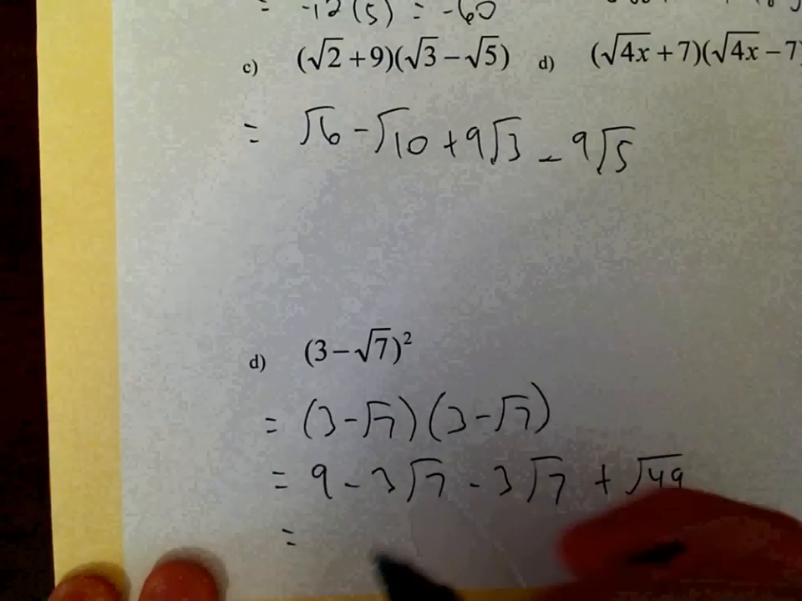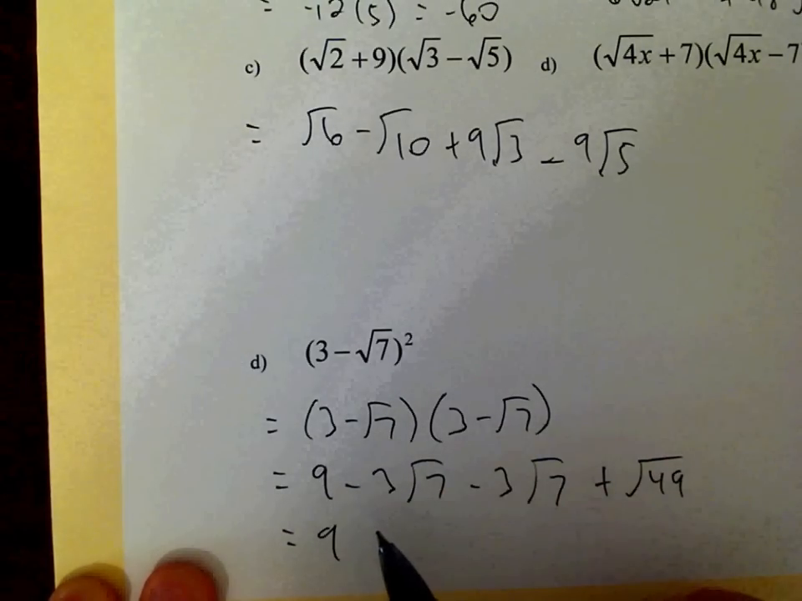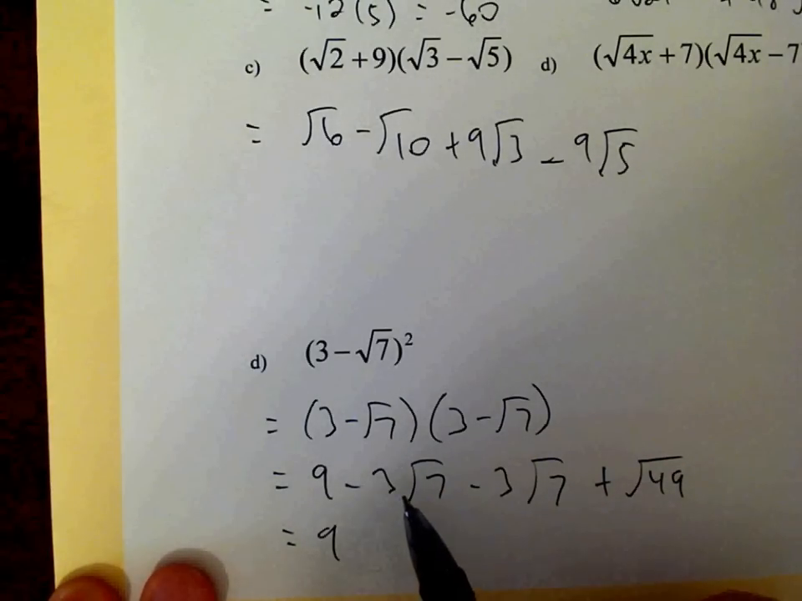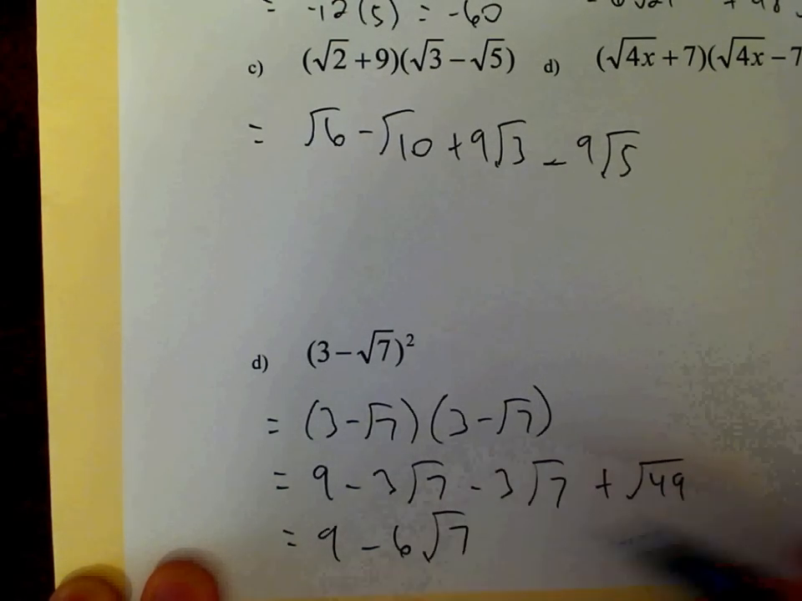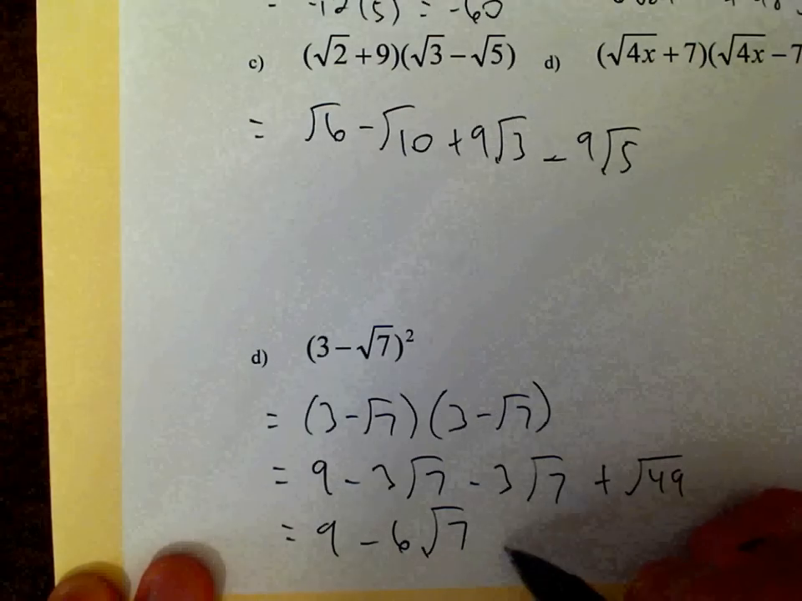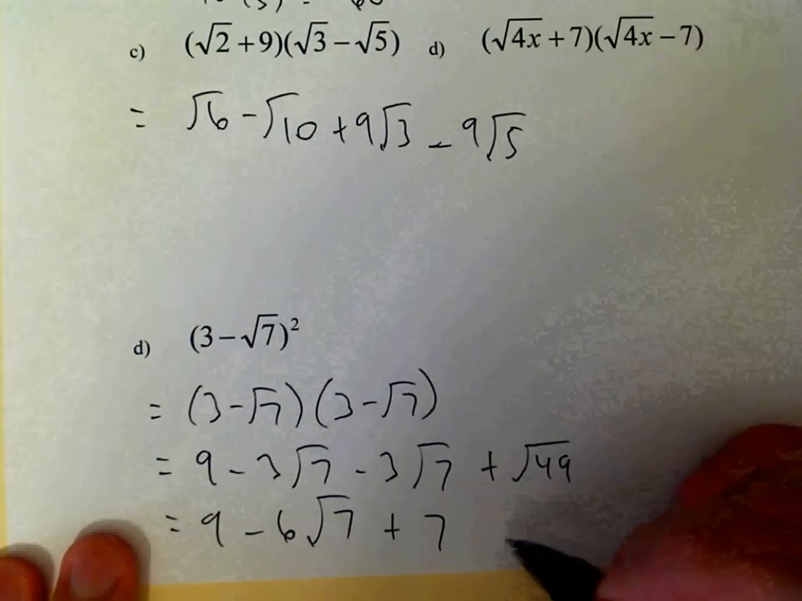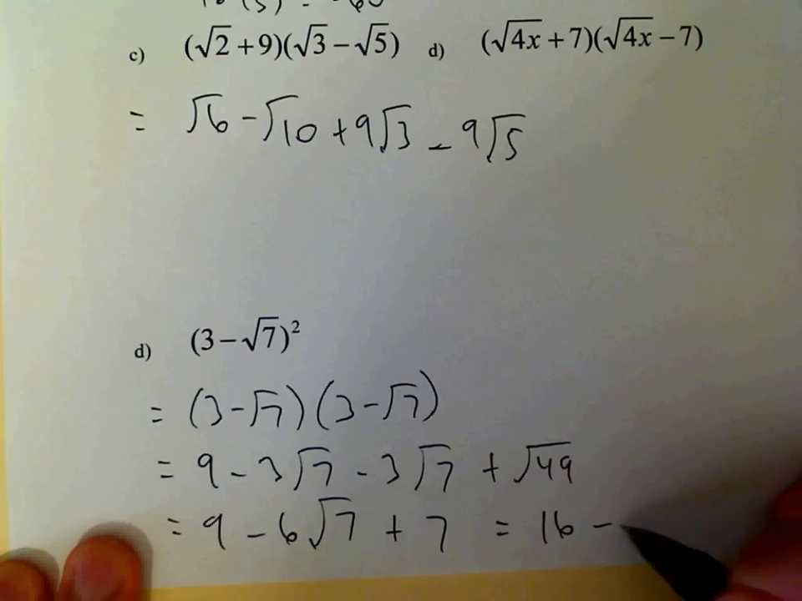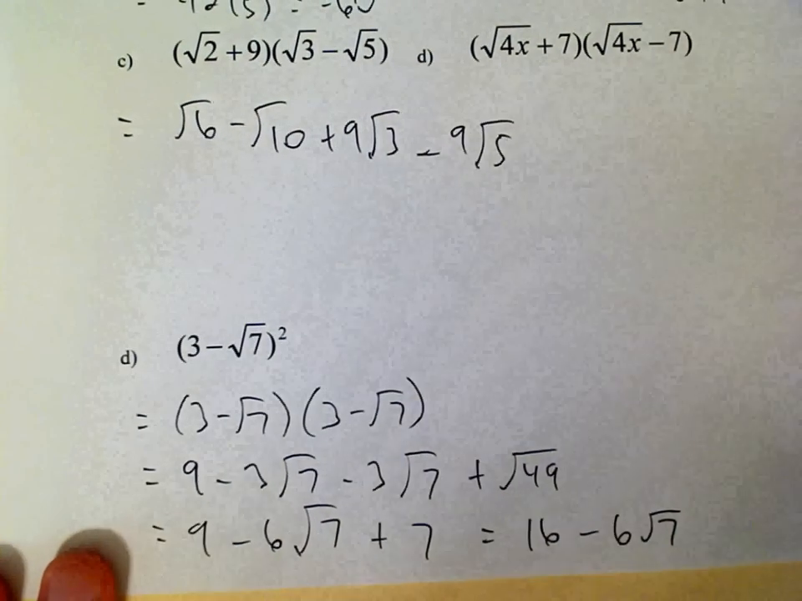Let's combine like terms. 9 is by itself for now. We got minus 3 square root of 7 minus 3 square root of 7, which is minus 6 square root of 7, because those are like terms. And then plus square root of 49, which happens to be 7. And since we have a 9 plus 7, we're going to add those and get 16 minus the 6 square root of 7, and we're done. They're not bad, so don't make them bad.